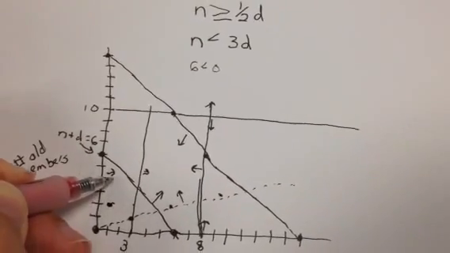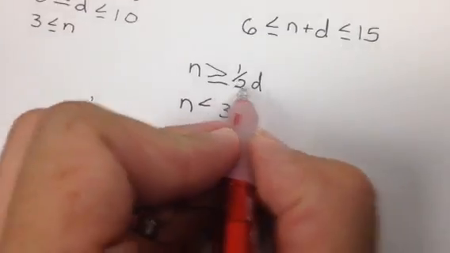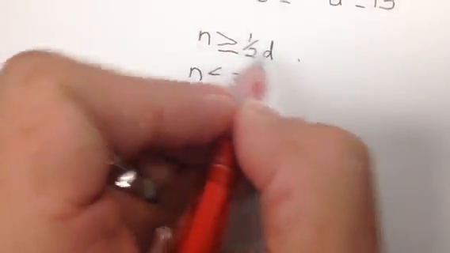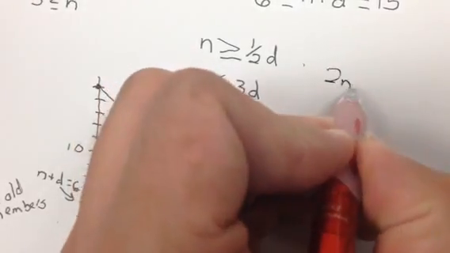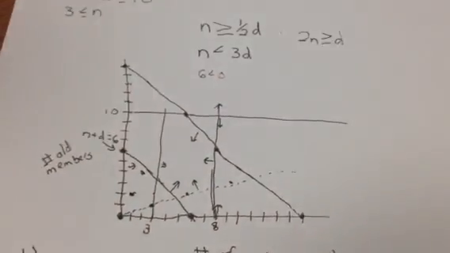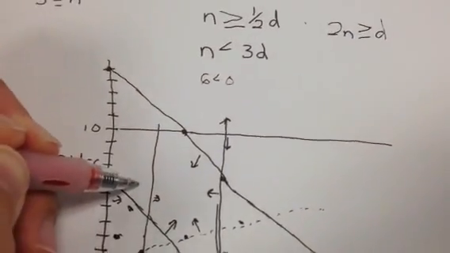Notice it's making a slope of 2. And that looks weird because it feels like it should be 1/2 up here. It's really because the d is the dependent variable in this situation. So if you multiply by 2 on both sides, you get 2n is greater than or equal to d. And it's really in terms of d for that slope. So up 2 over 1.